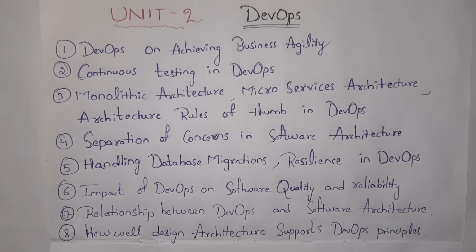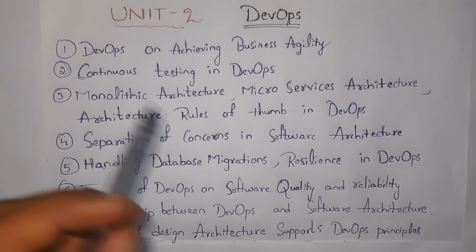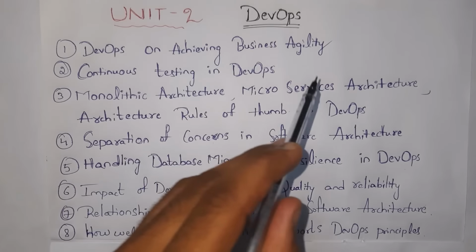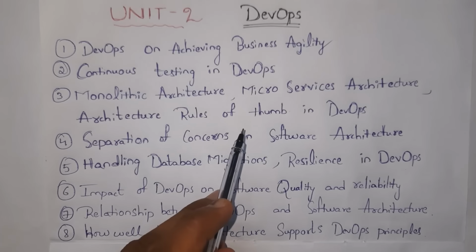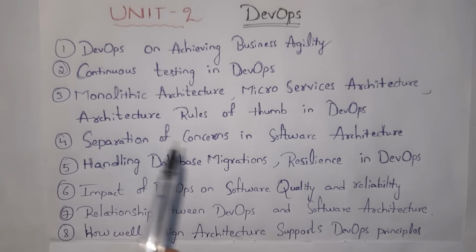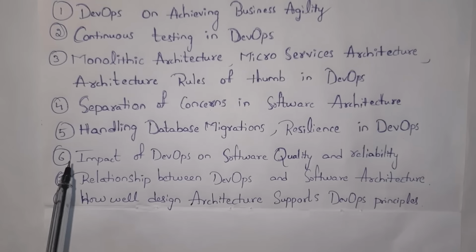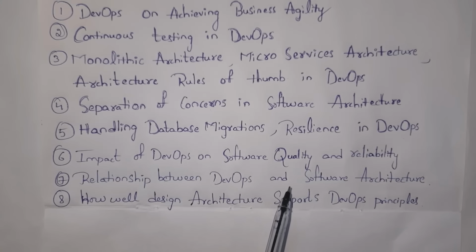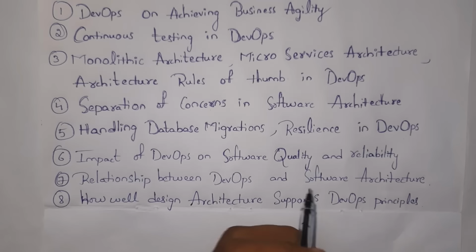In this video, I will be covering complete unit 2 in DevOps subject. I will explain all these topics in detail. I will explain DevOps and achieving business agility, continuous testing in DevOps, monolithic architecture, microservices architecture, as well as architecture rules of thumb in DevOps, separation of concerns in software architecture, handling database migrations, and as well as I will explain resilience in DevOps, and also I will explain impact of DevOps on software quality and reliability, relationship between DevOps and software architecture, and how well-designed architecture supports DevOps principles.